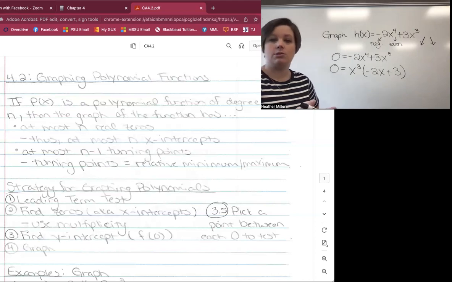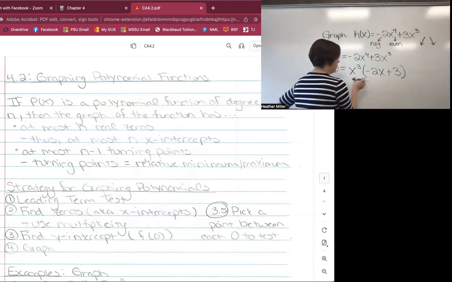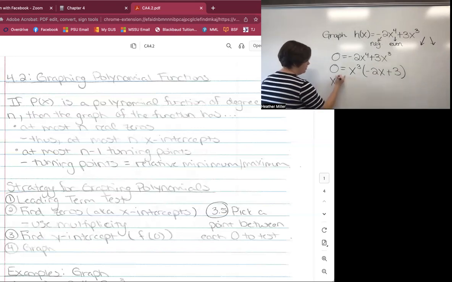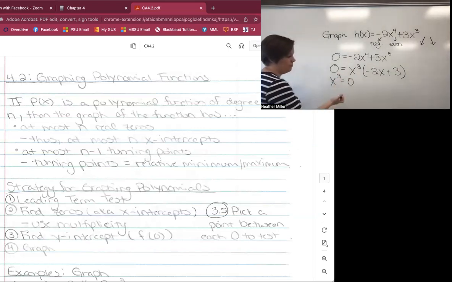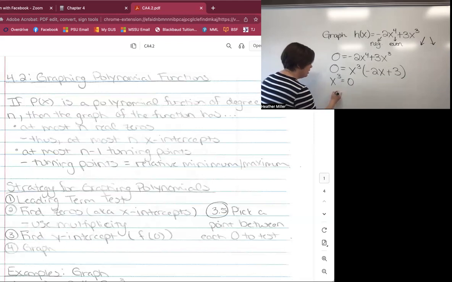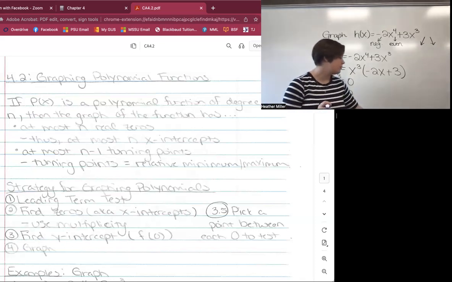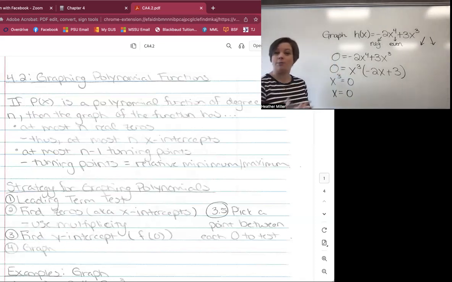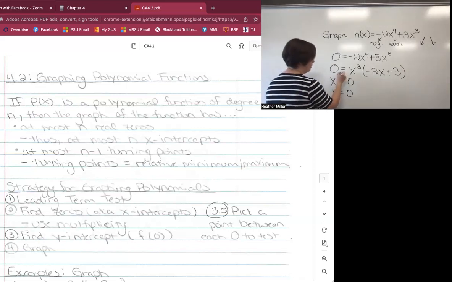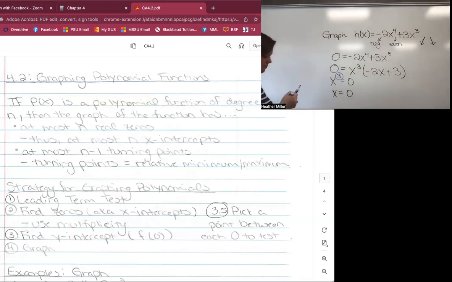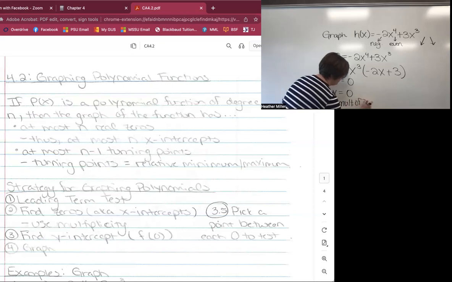Now I can figure out what my zeros are, because I can set each of these factors equal to 0. So I have x to the third equals 0. Hopefully you're like, okay, well, x is going to be 0. And you'd be right. What you would do is take the cube root of both sides, and you'd get x equals 0. Now, what is the multiplicity of x equals 0? Remember, multiplicity is how many times we get x equals 0 as an answer. You can look at the power, and that'll tell you your multiplicity. We have a power of 3. So this means we have x equals 0 with a multiplicity of 3.